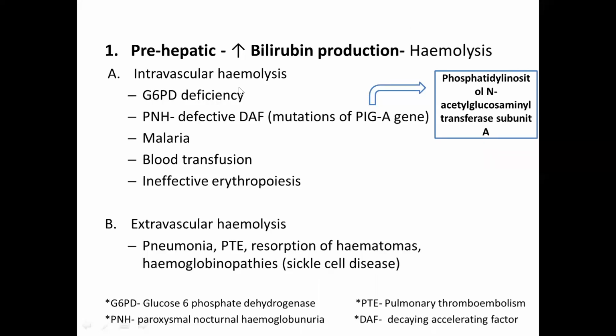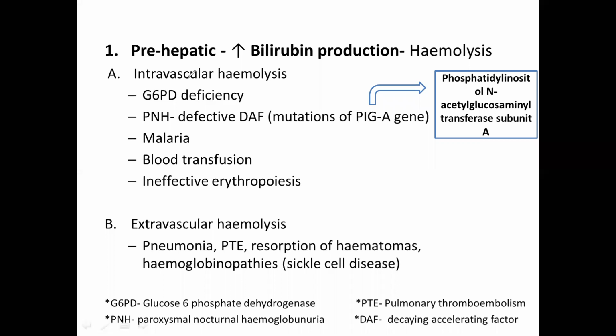This hemolysis may be intravascular or it may be extravascular. Intravascular means within vessels, and extravascular means outside of the vessels. So the first reason for intravascular hemolysis is G6PD deficiency. I have used shortcuts here, and the long form of these shortcuts I have mentioned below.